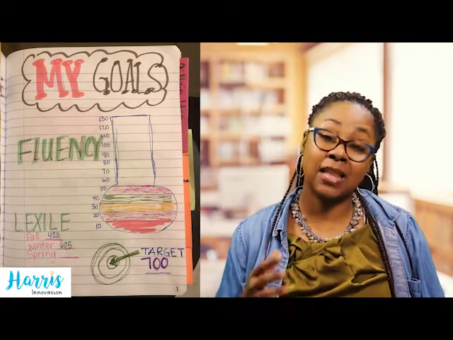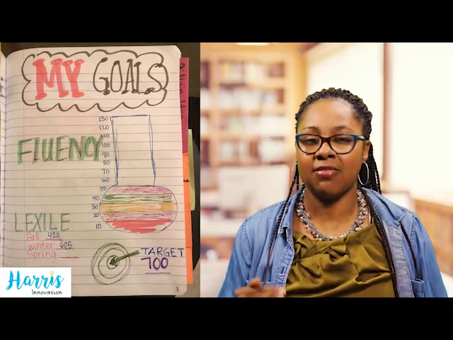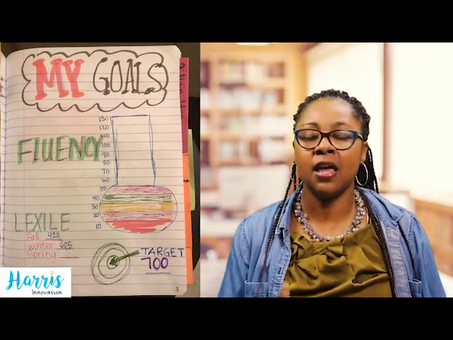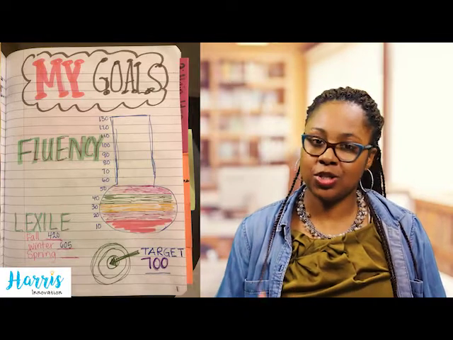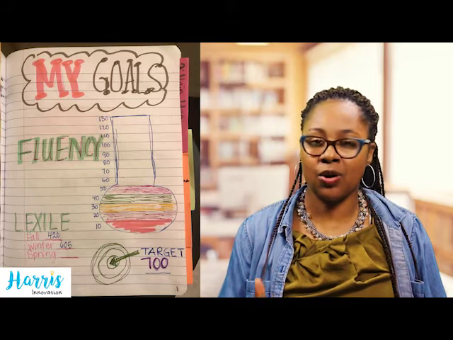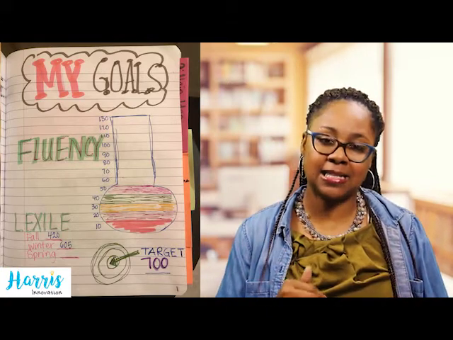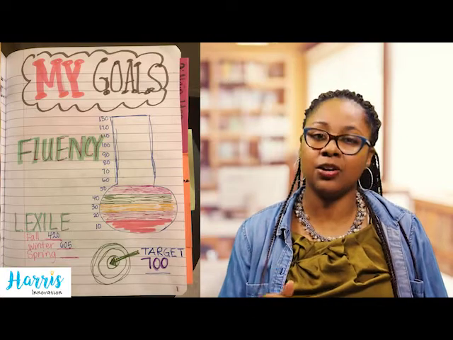And then you have the Lexile. The Lexile is the reading level, and that would be something that they would be assessed on in the fall, in the winter, as well as the spring. So the students would have a Lexile goal, and then each time they are assessed, they'll go ahead and place that in there, and you see that target on the side.